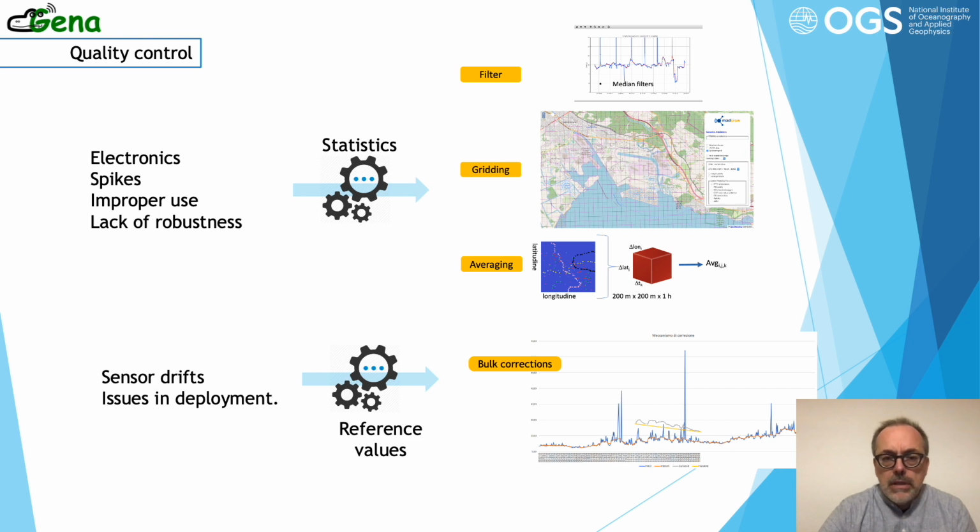Quality control is another problem we already mentioned. We tackled the issue at two levels, using statistics of the redundant data to address electronics issues, spikes, or improper use of the sensors, while we use the reference values from, for example, environmental agencies to address problems with sensor drift and issues in deployment of the sensors themselves.